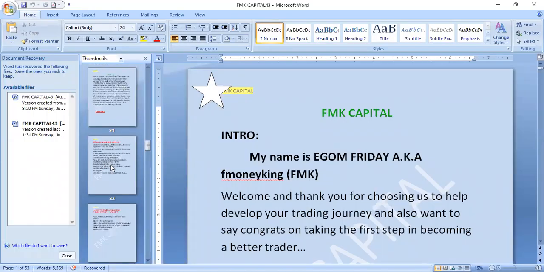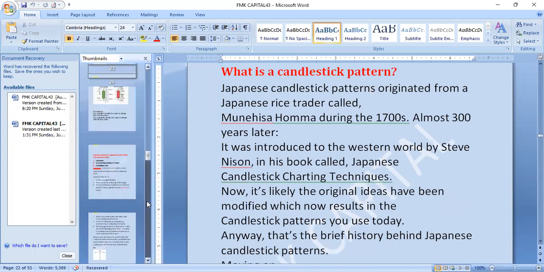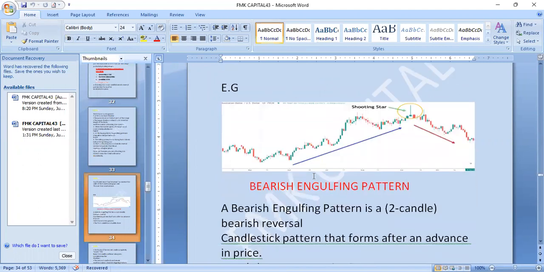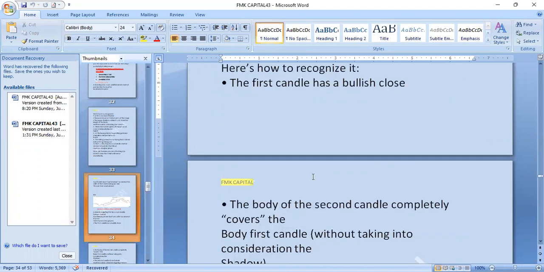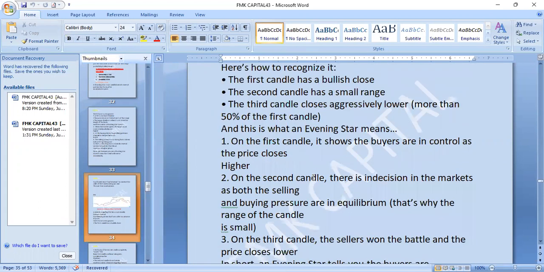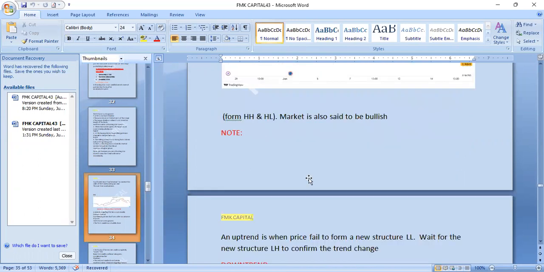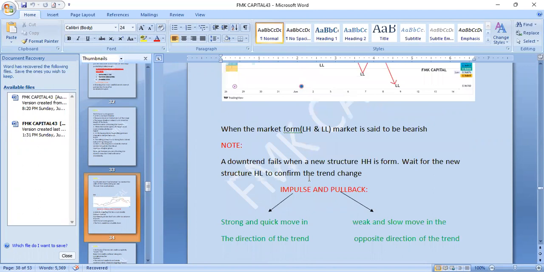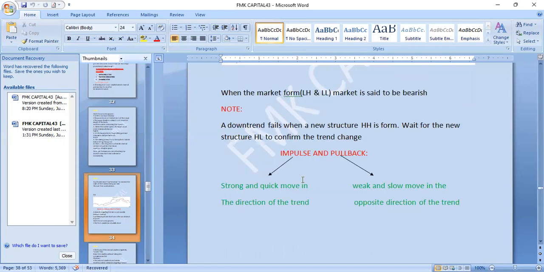Let's see where we stop that day. Did I talk about break of structure also on that video I posted? Break of structure. I can't remember. But I know that I watched 2 videos only. Next topic we should write down is impulse and pullback. Still under market structure.